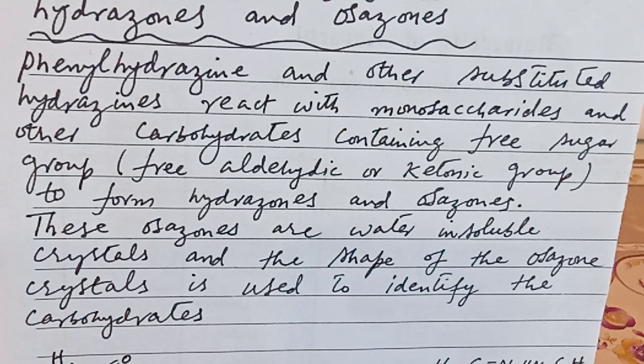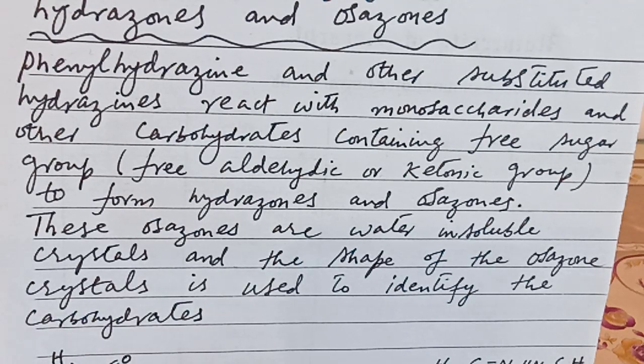Suppose we will here use the glucose. So glucosazone formation of crystal will be obtained. The type of the osazone when we reacted the glucose with phenylhydrazine. So the glucosazone type of the crystals, needle shaped crystal will be formed. You will observe in microscope.